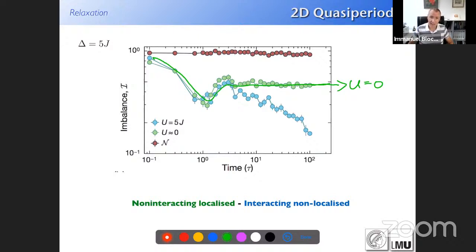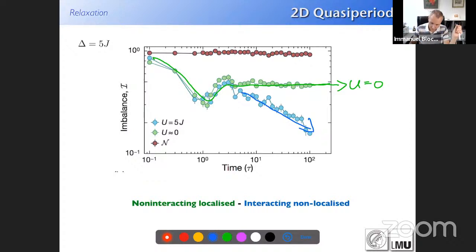Now, what's interesting is when you do the same experiment in 2D, and you just turn on interactions, for this U equals 5J case, you can immediately see that obviously we're not in a localized state anymore, but now we just see this decaying imbalance, showing us that it is a completely different dynamic. So interactions really make the system behave profoundly different for the absolutely same disorder and underlying lattice potentials.